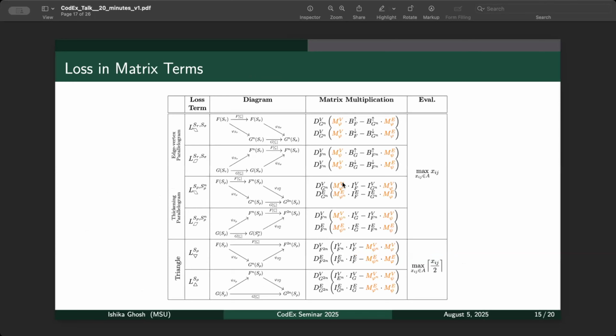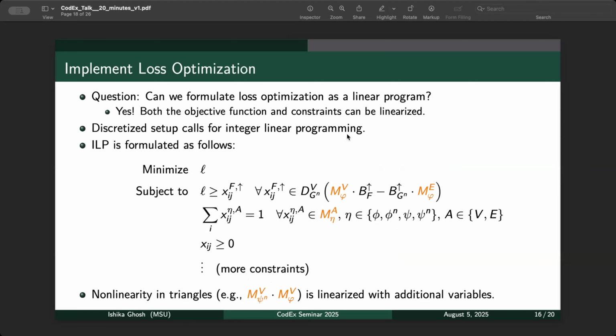And if you notice, there were four types of diagrams that I was talking about, and each diagram can be expressed as some sort of matrix, and we try to find the loss by finding the max element of these matrices. And note that the orange matrices are the assignment matrix, and these are essentially the variables, and these are the ones I'm trying to make better.